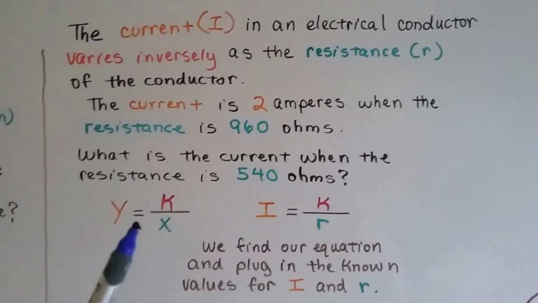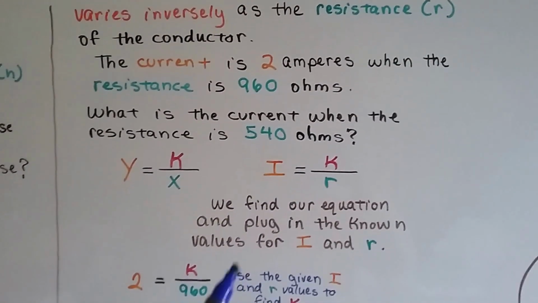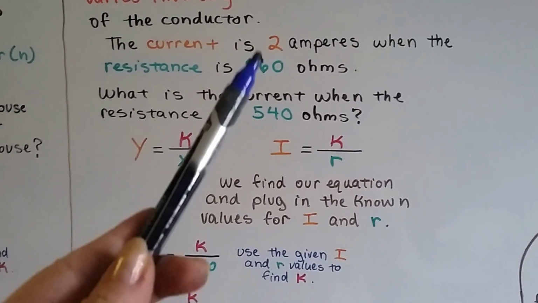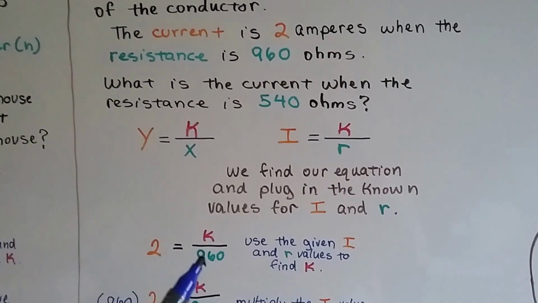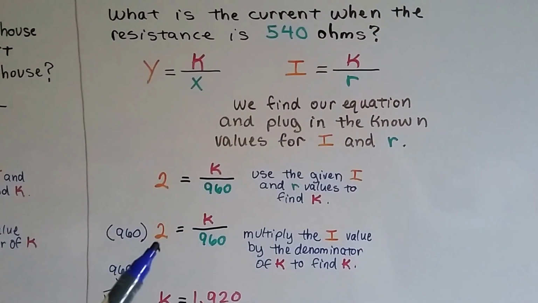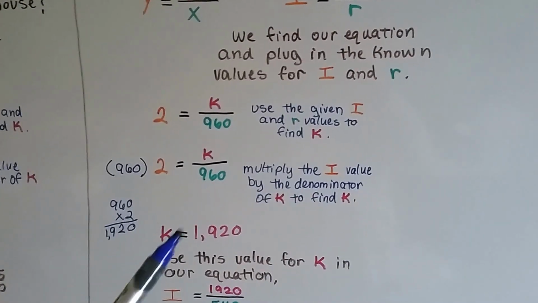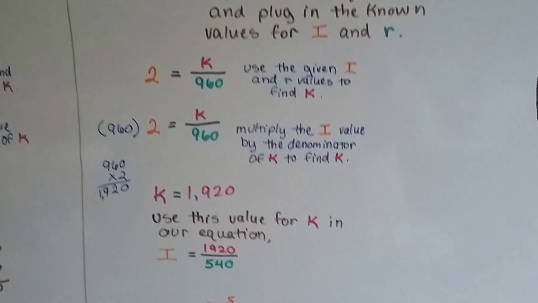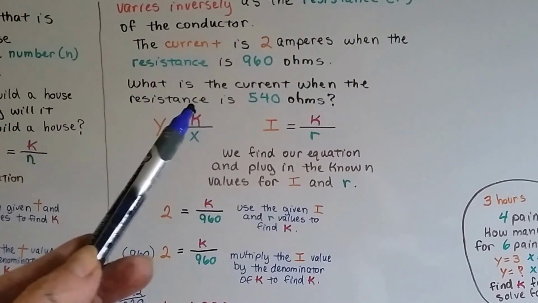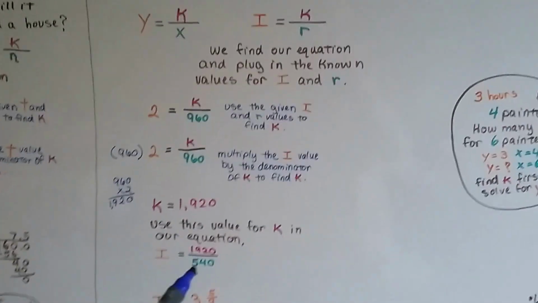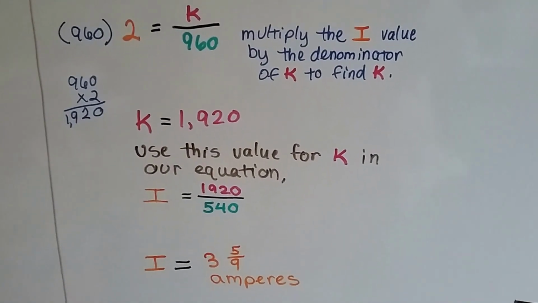So our equation in this form is going to be I equals k divided by R. We found our equation. We're going to plug in our values. We've got 2 and 960. So 2 equals the k divided by 960. We multiply the 2 by the denominator 960. We get 1,920. We know that k equals 1,920. Now we can plug this in for our equation. We know that we're looking for the resistance as 540 ohms, so that is going to be down here underneath the k value, and that's what our current I is going to equal.